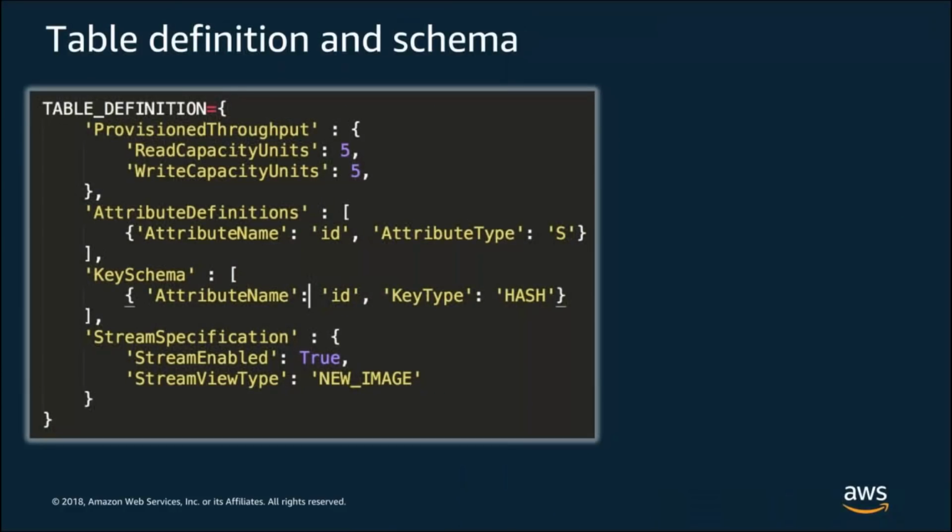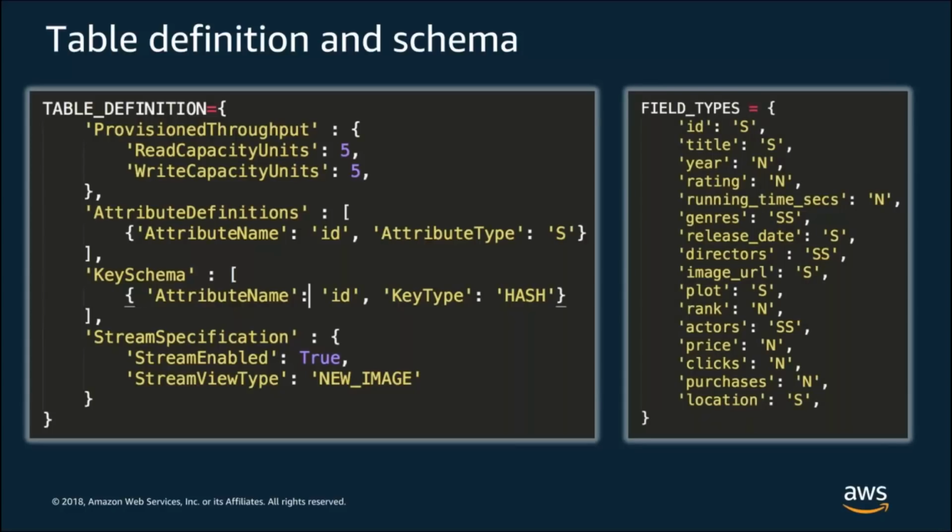When we define the table, really we just are going to specify the read and write capacity, which we haven't talked about, but this is necessary for us to tell Dynamo how many items we expect to read and write. And then we define the ID as being our primary key here. We also enable DynamoDB streams, which we'll come to in a moment.